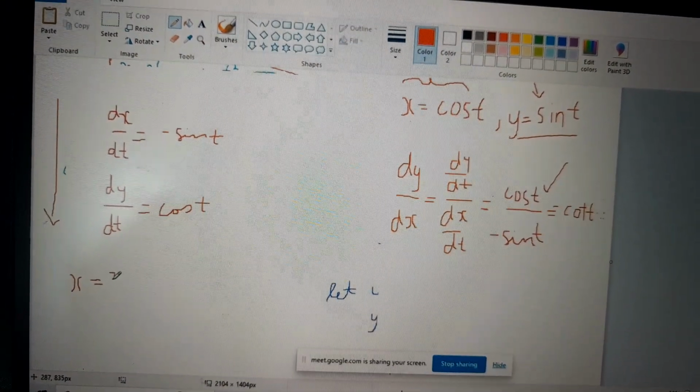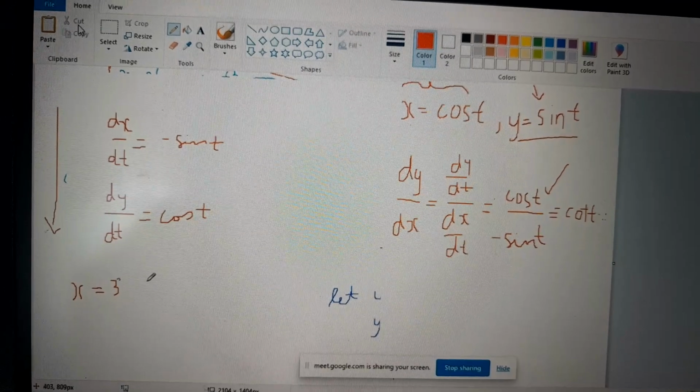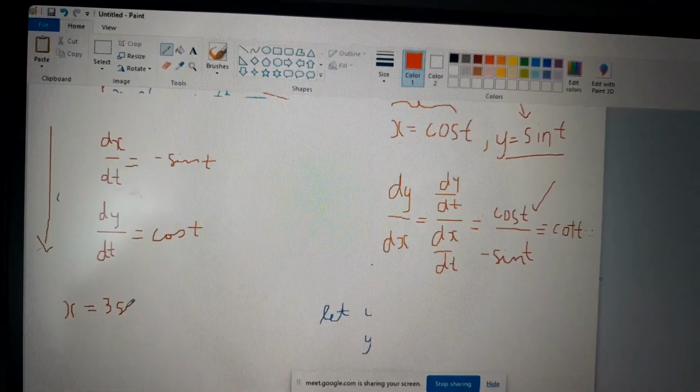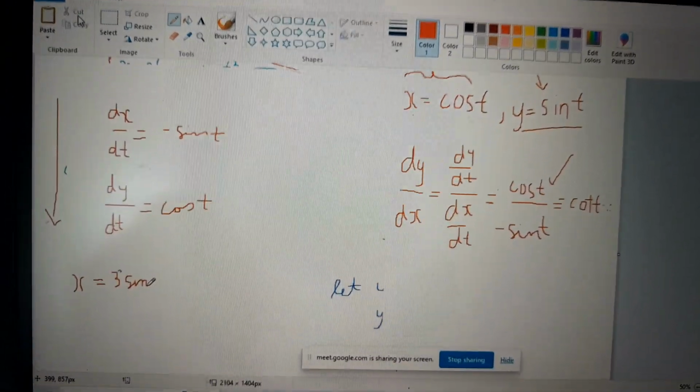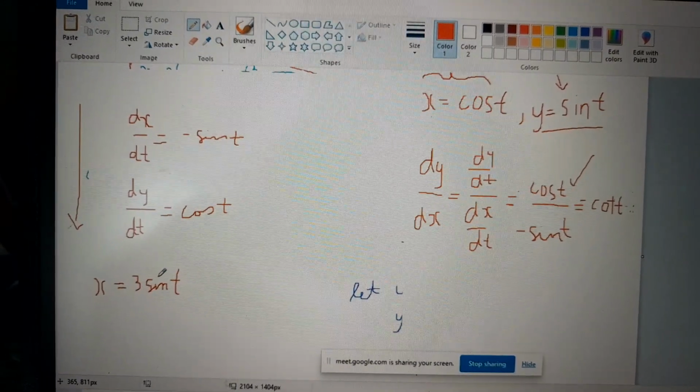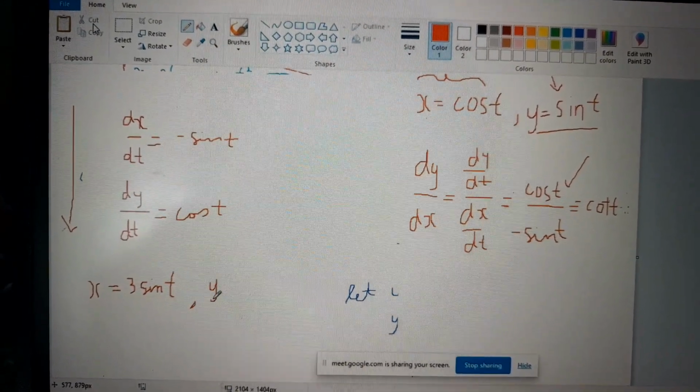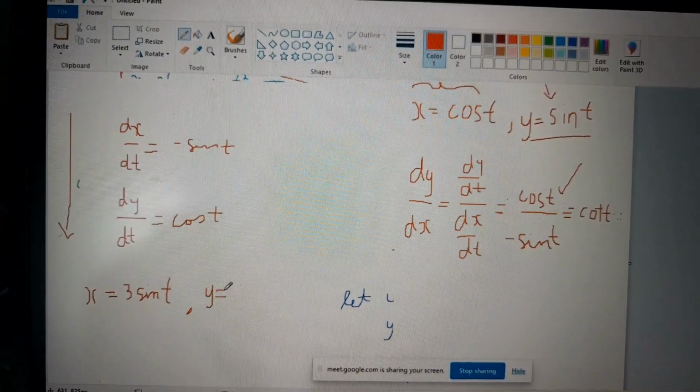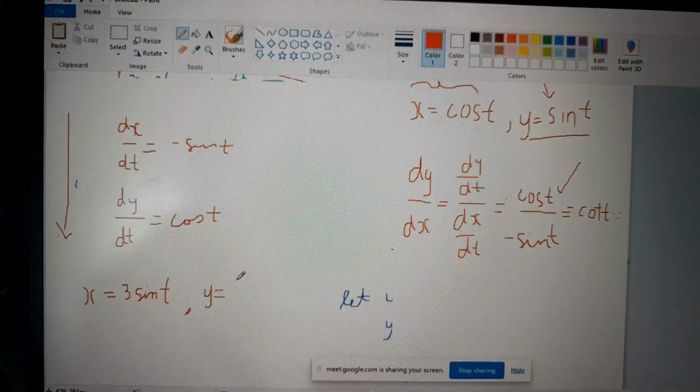x is equal to 3 sine t. And y is equal to, and I wouldn't do this one, right? I'm just taking the answer. y is equal to 6 cos t.